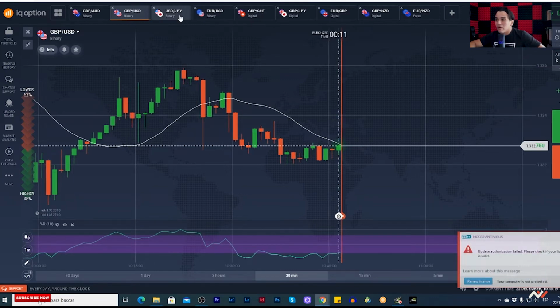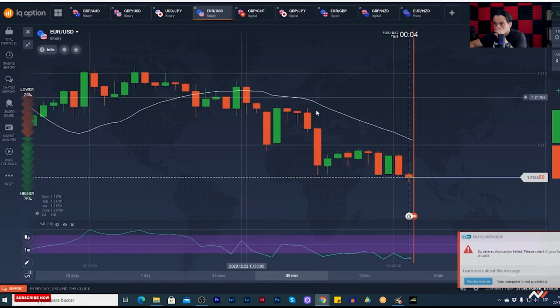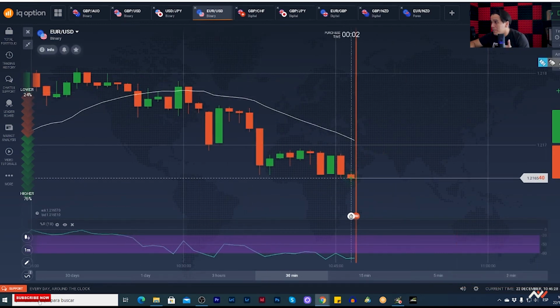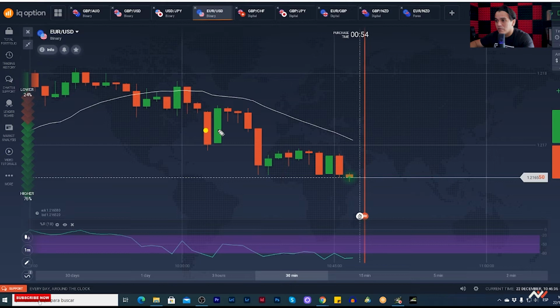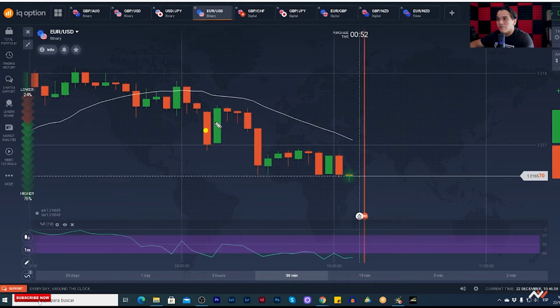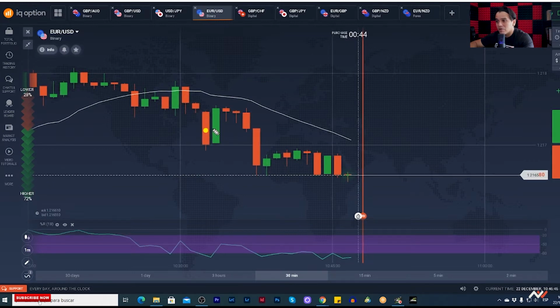Let's go find another example. This is the previous one, right? This one was a good one, but I had out of the money. Why? Because I entered right here in the middle, and I entered only for 2 minutes. I think so, only for 2 minutes. So I have this huge drop here, and I lost my opportunity.